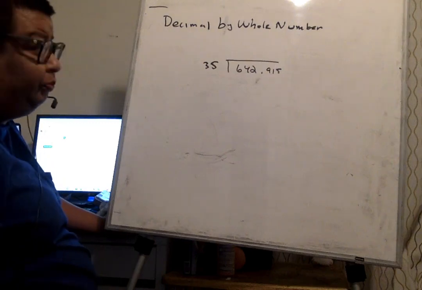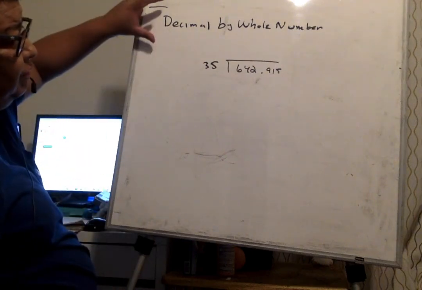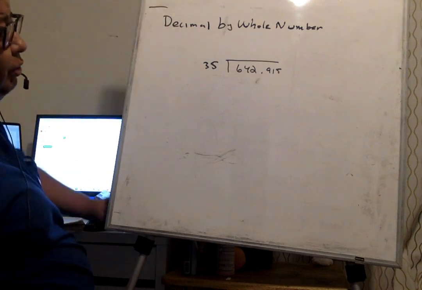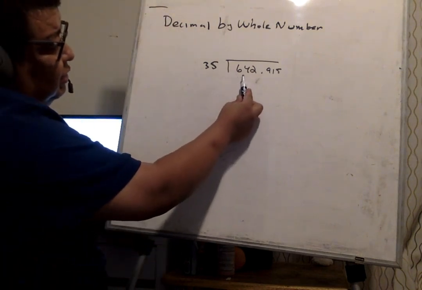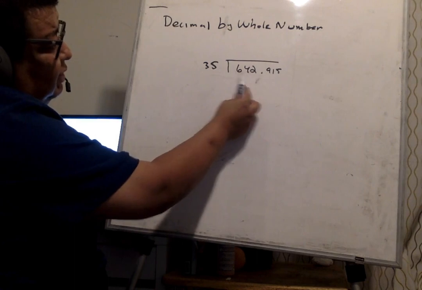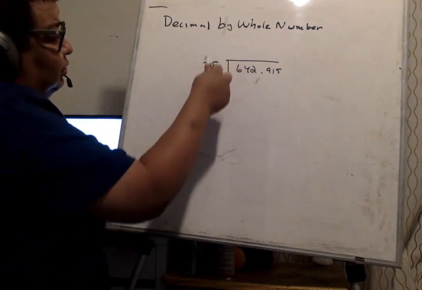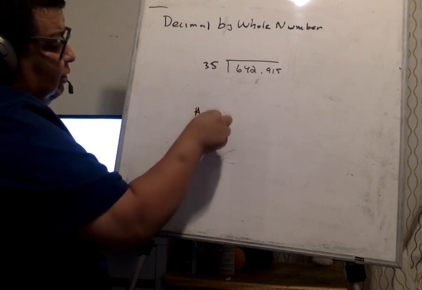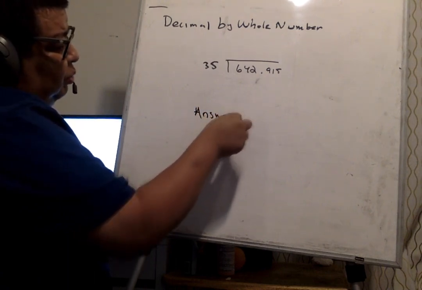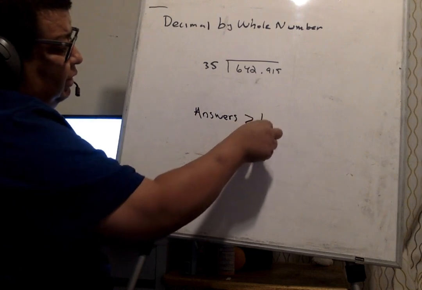Welcome students. In this video I'm going to teach you how to divide a decimal by a whole number. Notice in this case the dividend is greater than the divisor, so we expect the answer, in other words the quotient, to be greater than 1.